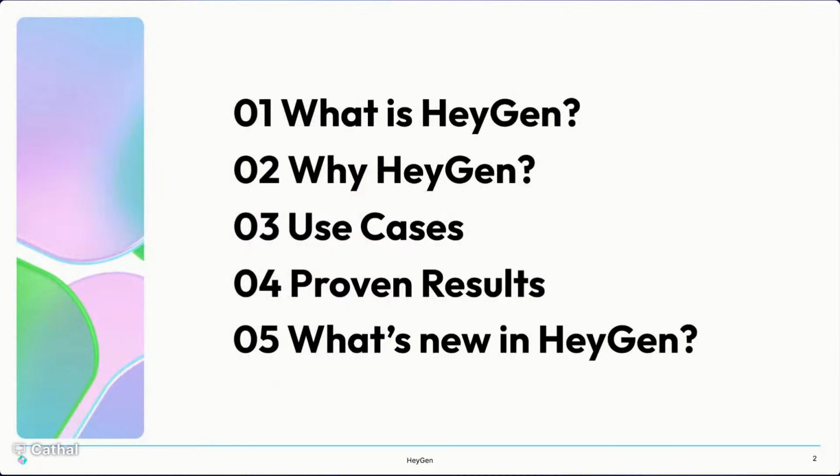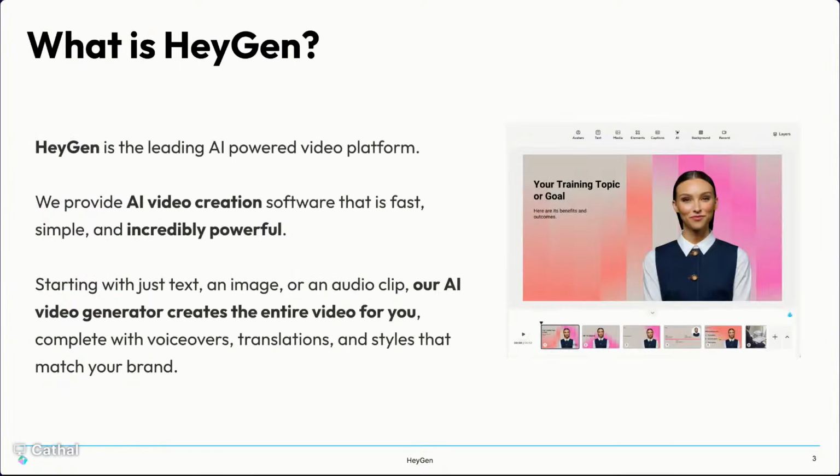So what are we going to cover today? What is HeyGen? Why HeyGen? Some use cases, results, and then what's new with HeyGen. HeyGen is an AI video platform. We help people create, translate, and personalize videos faster than ever. Our mission is to make visual storytelling accessible to everyone, whether you're someone who loves to be in front of the camera or someone who is absolutely terrified at the idea of being in front of a camera. HeyGen is for you. We can help you create content in a way that's much faster and easier than ever before.